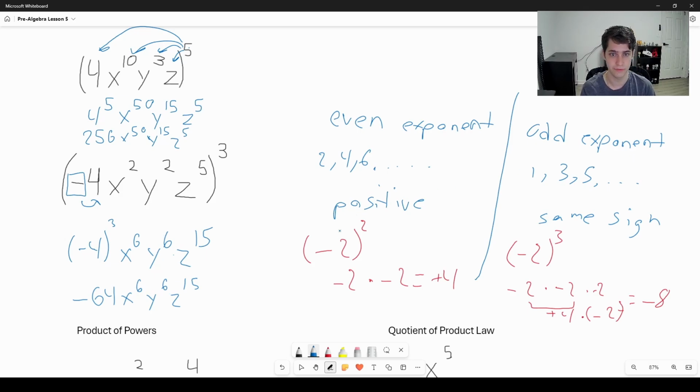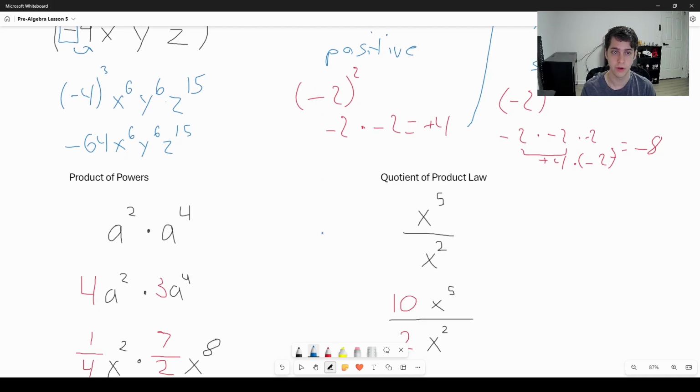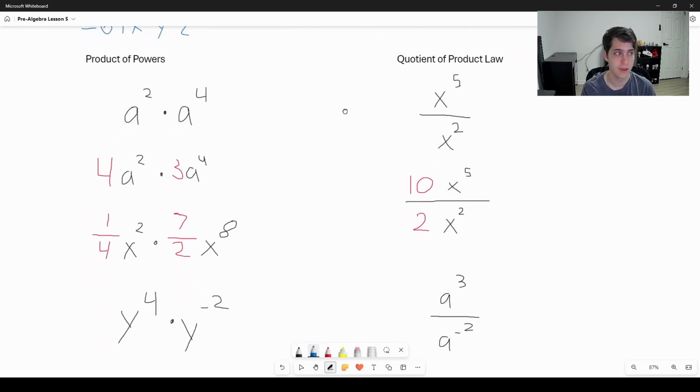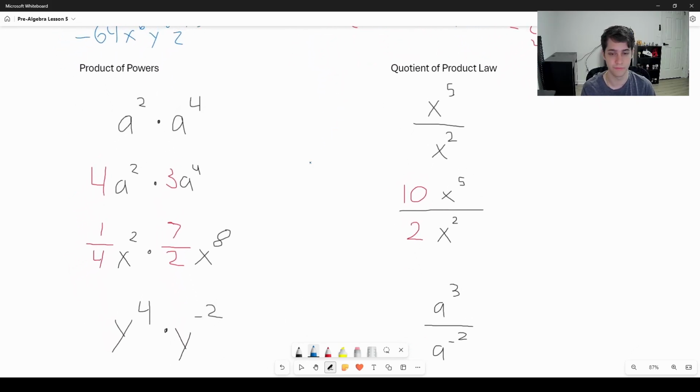Next, we're going to jump into our next batch of examples here, which is going to be our product of powers and our quotient of powers. And again, I kept these together because they're very similar. They're just adding versus subtracting.